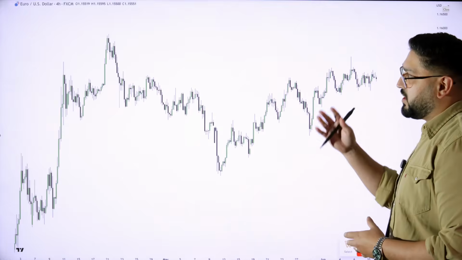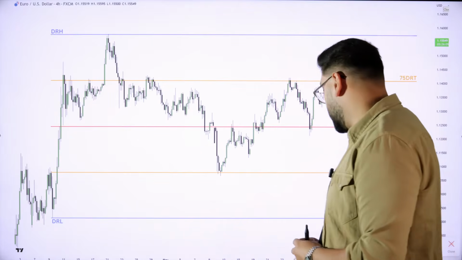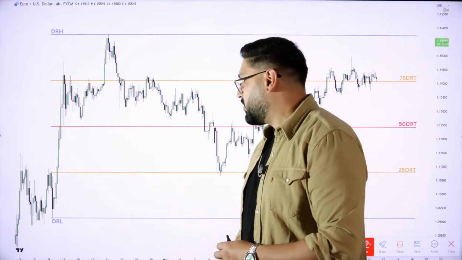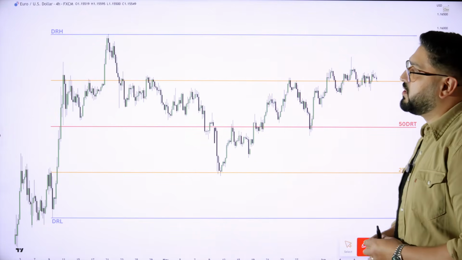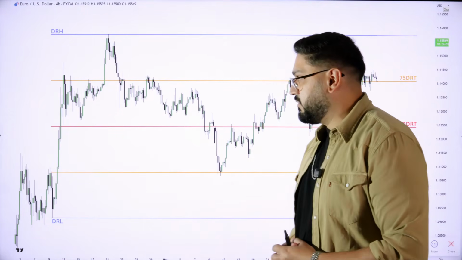Now, for those of you who've been through my previous videos, you should be able to identify what type of dealing range we have here in front of us. This is a type 1 dealing range. We can of course now plot our graded levels once we have established the dealing range, with our DRH being our dealing range high and our DRL being our dealing range low.